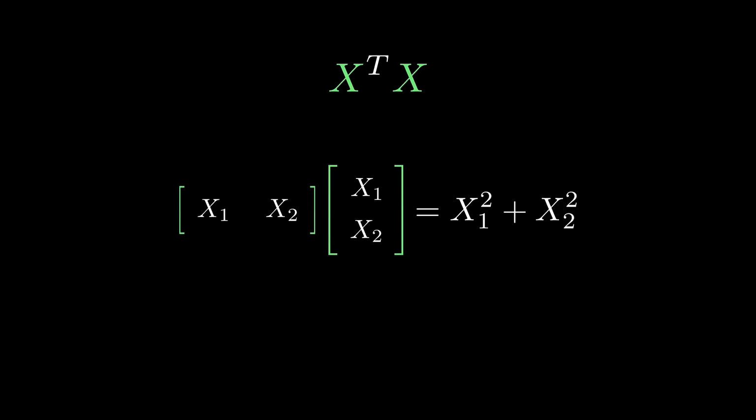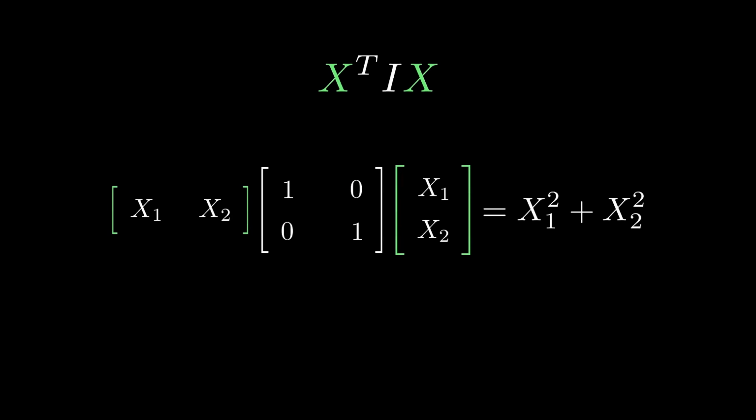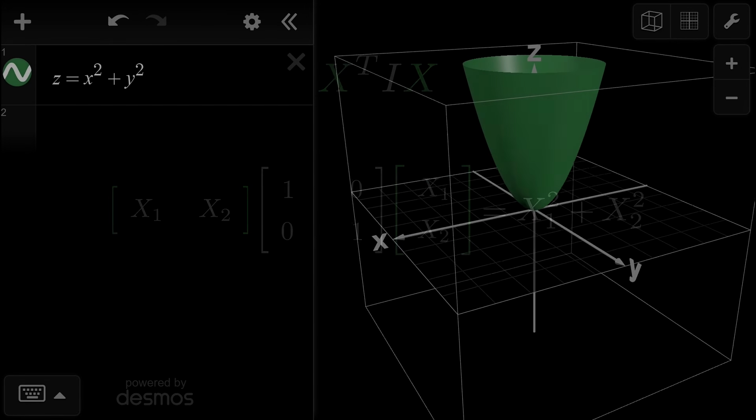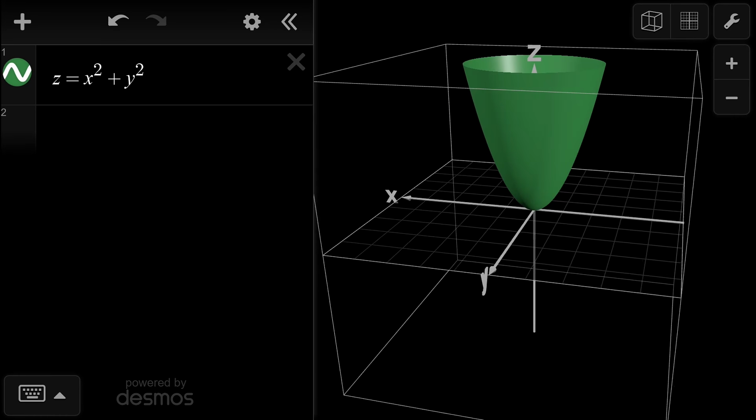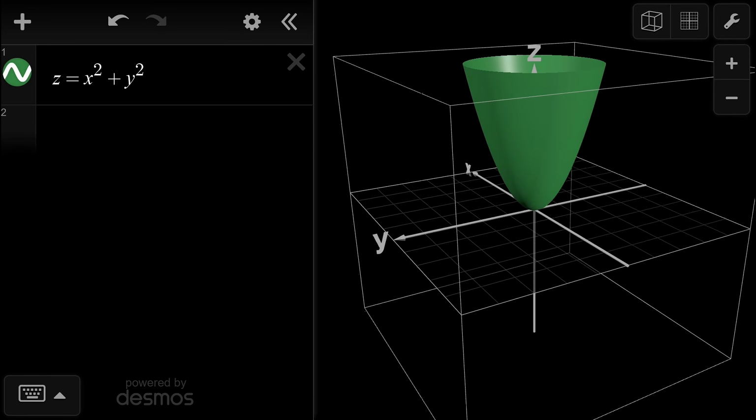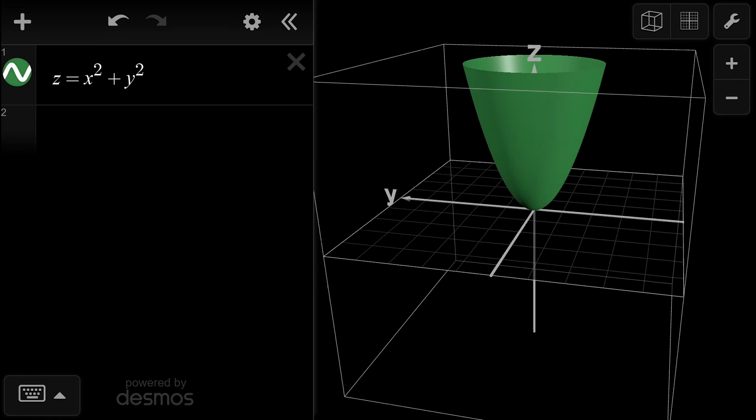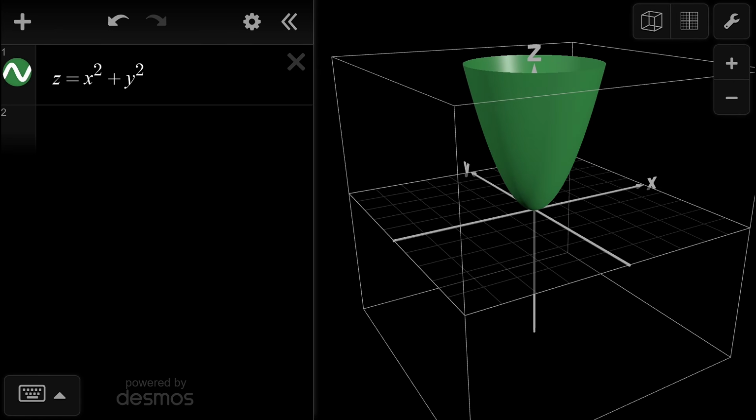To make this line up with our notation earlier, where we had a matrix in the middle, let's add in the identity matrix. This is like multiplying by 1. It doesn't change the value, so we're free to do it, and it'll come in handy later. If we turn to the graph of this thing, we see a circular paraboloid. Because it's the sum of squares of the data points, it's only 0 when both data points are 0.